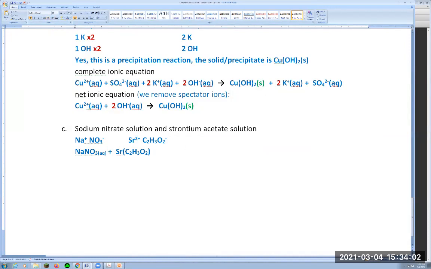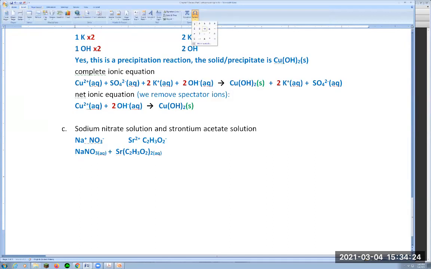And then we said we need 2 acetate, and that should be a subscript. It applies to anything that is in the parentheses, so that tells you you have 2 acetate per strontium. And that's again an aqueous solution, so AQ. Then we need to find the formulas of the products. These 2 are the reactants. We need to find the products.